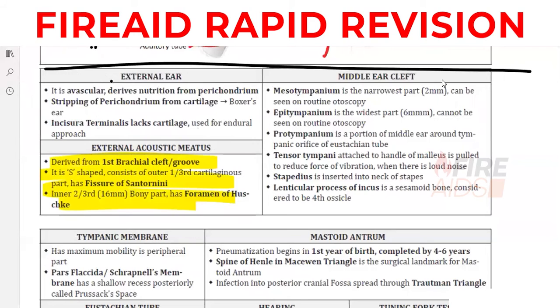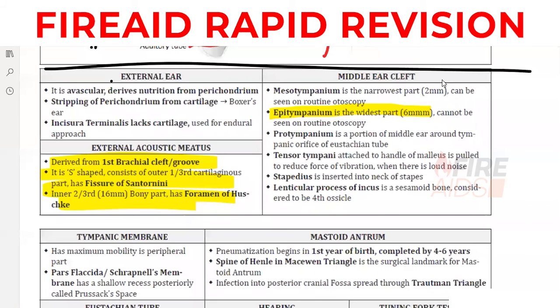Then comes the middle ear cleft. As far as the middle ear cleft is concerned, the important point here is the epitympanum, which is the widest part. The narrowest part is the mesotympanum. The protympanum is the portion of the middle ear around the tympanic orifice of the eustachian tube. But for MCQ, you need to remember the epitympanum is the widest part.